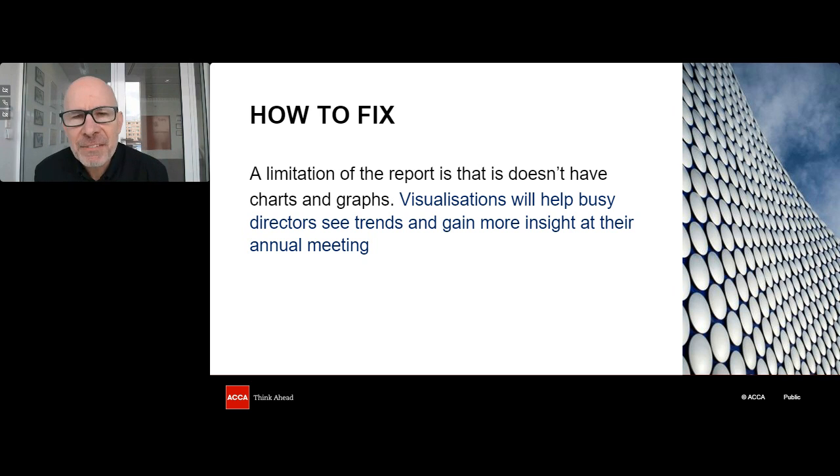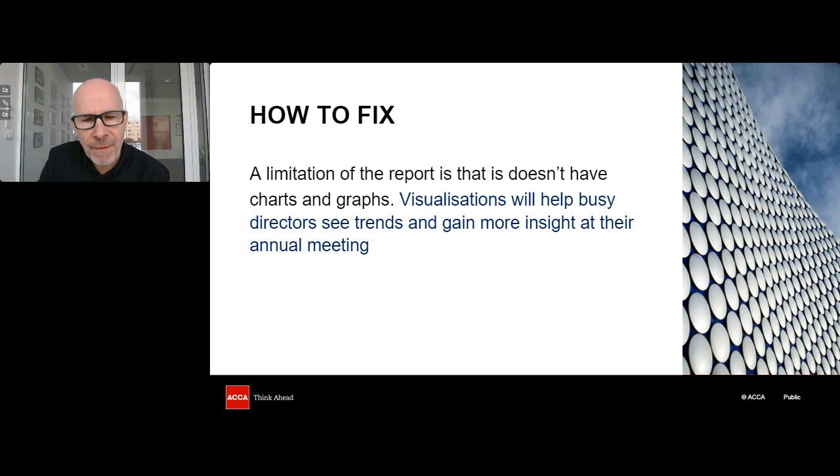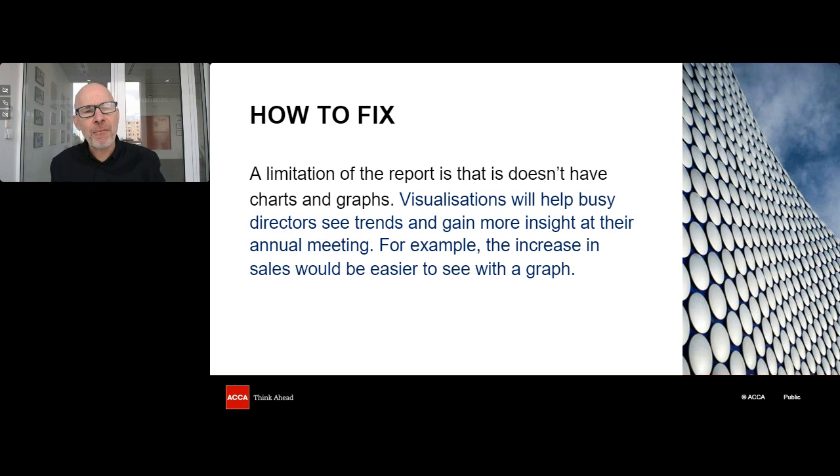So people, that is an example of stating the obvious. The person who wrote that thinks everybody knows why the charts and graphs will help. Well, we do know that, but you've got to let the marker know that you know it also. So look at that, easy fix, state the obvious. Now we say, for example, and that links it to the story. For example, the increase in sales, that's in the data, would be easier to see with the graph.